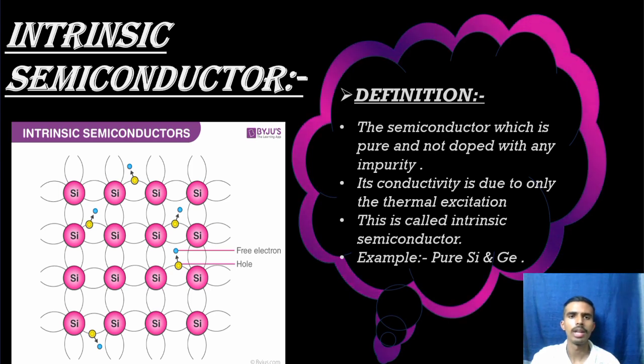Extrinsic semiconductors are the semiconductors which are doped with impurities such as N-type or P-type, trivalent or pentavalent, whereas intrinsic semiconductors are the semiconductors which are not doped with any impurities and are in the pure form. As we can see in the image, silicon is not doped with any impurities such as trivalent or pentavalent, and the conductivity totally depends on the thermal excitation, and the band gap for silicon is 1 electron volt, and for germanium it is 0.72 electron volt.